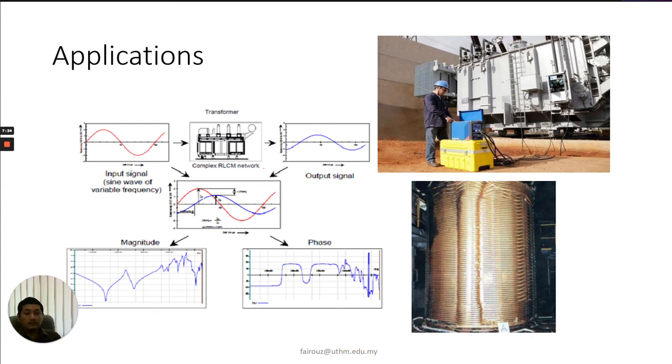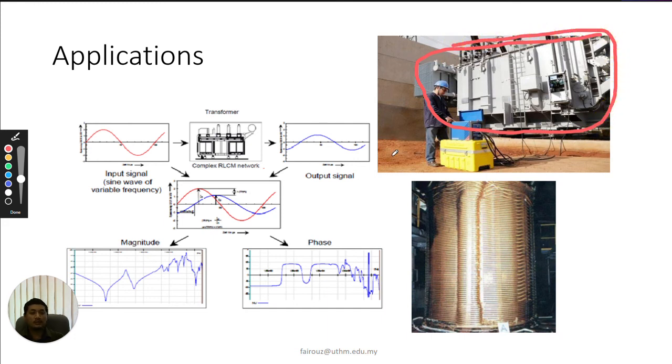Another application of frequency response in electrical systems is what we call frequency response analysis. Frequency response analysis is an electrical test that we perform on power transformers. This is a power transformer located at an electrical substation. What the person is doing now is performing the FRA test, frequency response analysis test. You can see here there are cables connected to the top of the transformer, and the equipment will supply voltage at varying frequency.